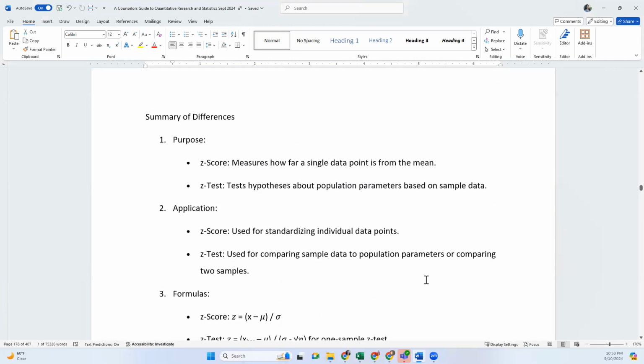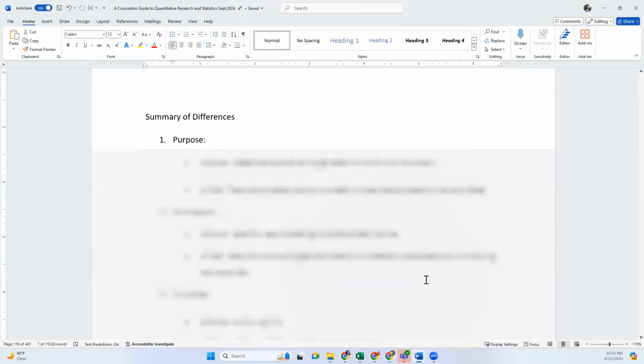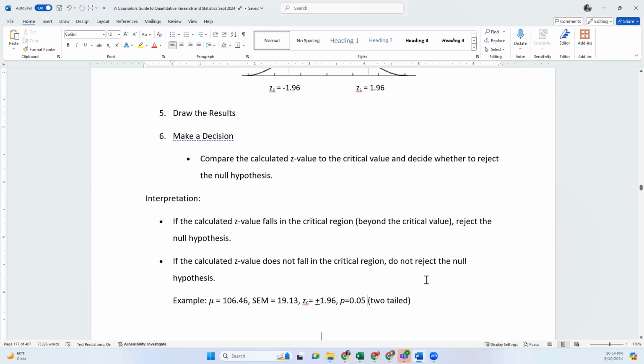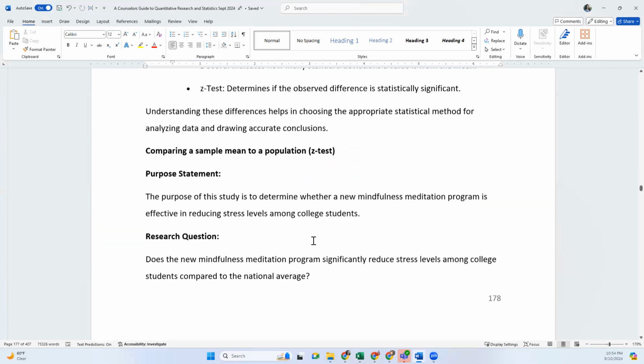So here's the comparison of z-scores to z-tests. Z-score measures how far a single data point is from the mean, whereas a z-test compares differences between the population and the sample data. A z-score can be used to standardize individual data points. A z-test compares those data points between the population and the sample. There's different formulas.